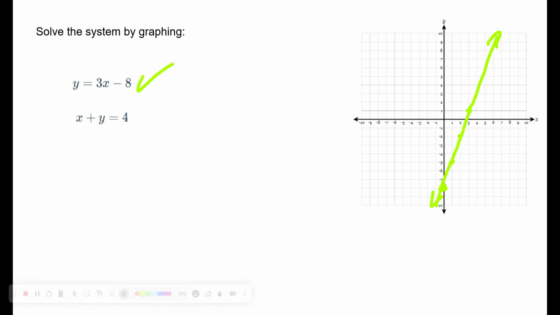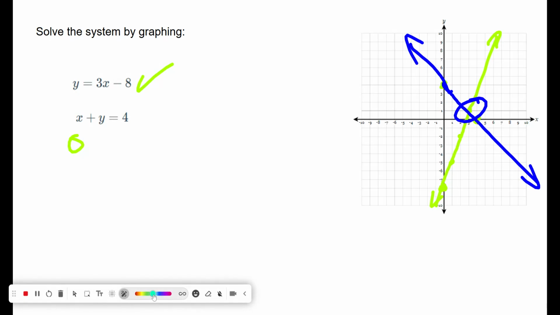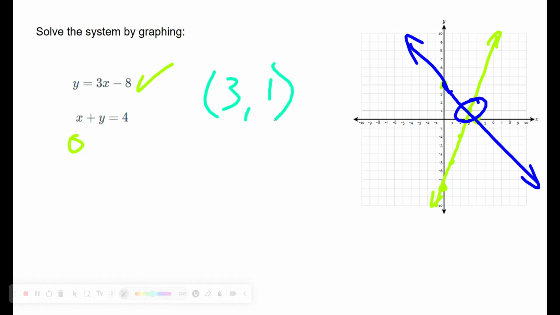Okay. So we've got y equals 3x minus 8. X plus y equals 4. So I know that my y-intercept is when x equals 0, so I know 0, 4 is going to be on there, and 4, 0 is going to be on there. If I plug those in, well, let's use a different color. Go from there to there. I think my solution is going to be right there, where they both cross. So my solution for this system by graphing would be 3, 1.